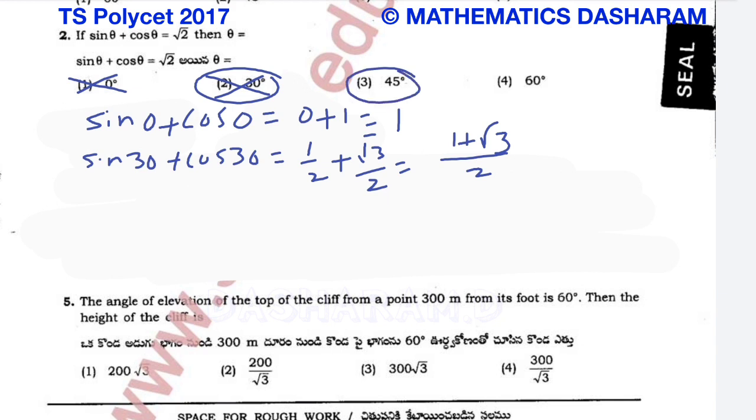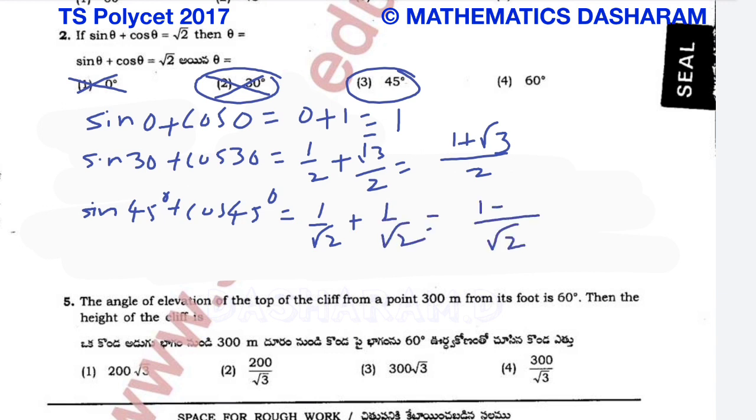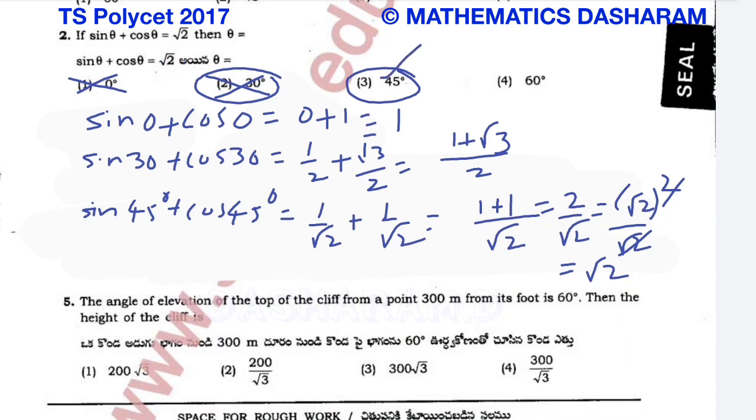Next, 45 degrees. Sin 45 degrees plus cos 45 degrees. Sin 45 is 1 by root 2 and cos 45 is also 1 by root 2. Here the denominators are the same, so add the numerators: 2 divided by root 2. Here 2 can be written as root 2 whole square divided by root 2. Root 2 cancels, and it equals root 2. In the question, they gave root 2. So option 3 is correct.